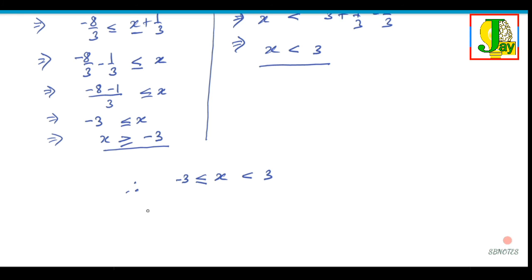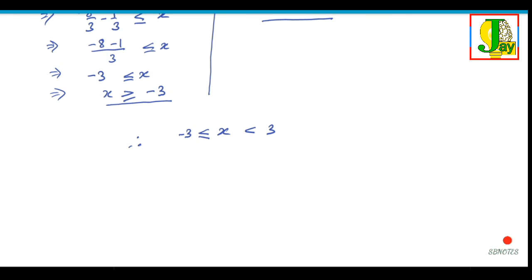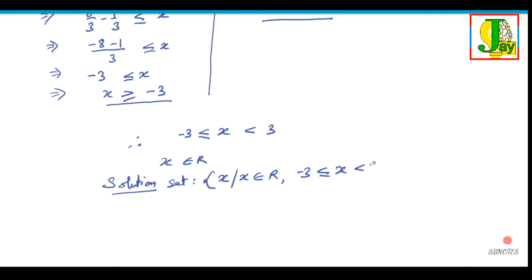What is the replacement set? The replacement set says x belongs to R. Therefore we have our solution set. Since these are real numbers, we can't write them as a list of numbers. So our solution set is x such that x belongs to real numbers, and we'll write this inequation here: minus 3 less than or equal to x less than 3.